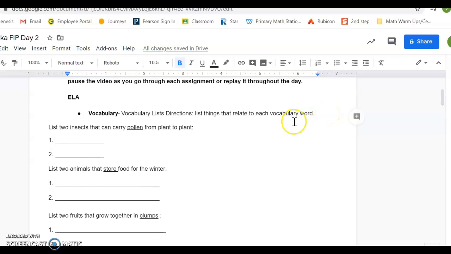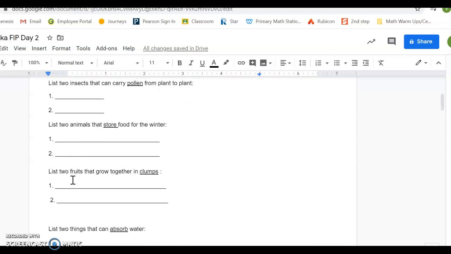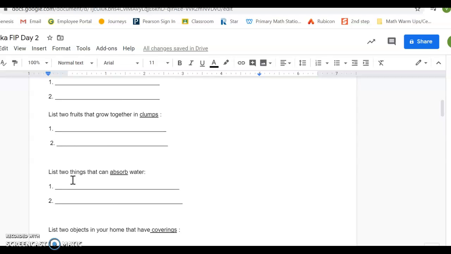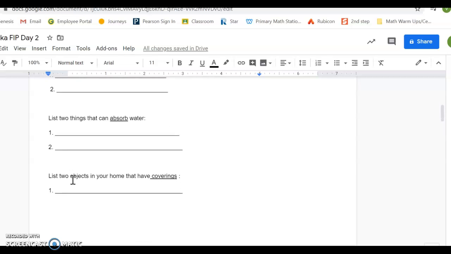So first you're going to list two insects that can carry pollen from plant to plant. Just right here, you will type the name of your insect. Then two animals that store food for the winter. List two fruits that grow together in clumps. List two things that can absorb water.